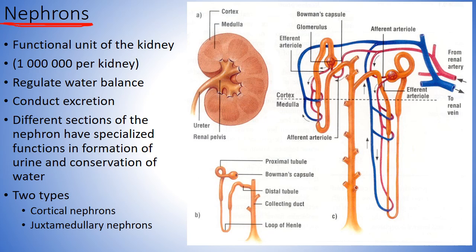Okay, and we will discuss the structure of the nephron and how each of these different regions or structures of the nephron will help to reabsorb water, but also maintain water balance. There's two different types: cortical nephrons and juxtamedullary nephrons. Basically, each of them will help to maintain water balance. It's just that each has a different function.